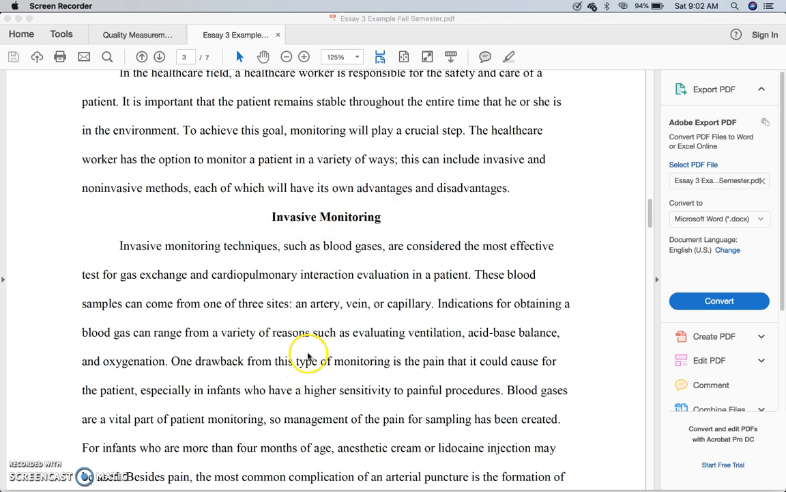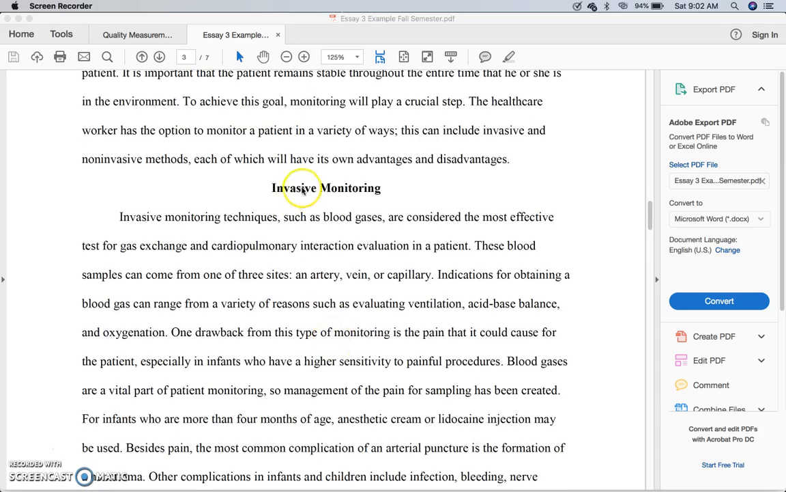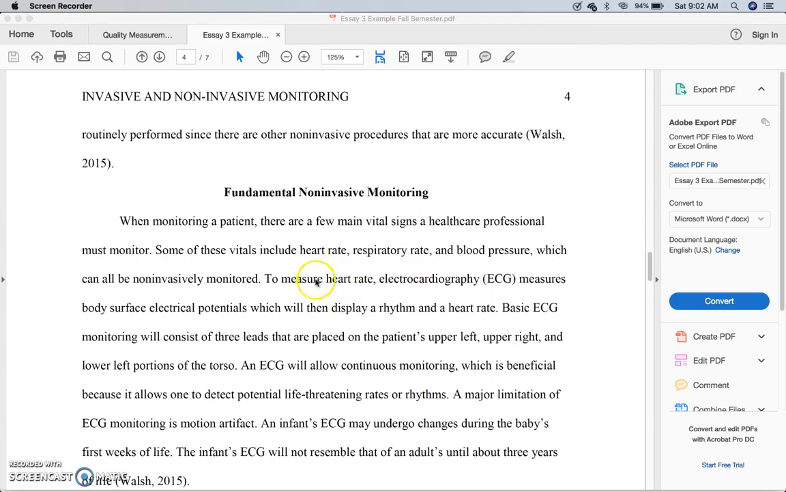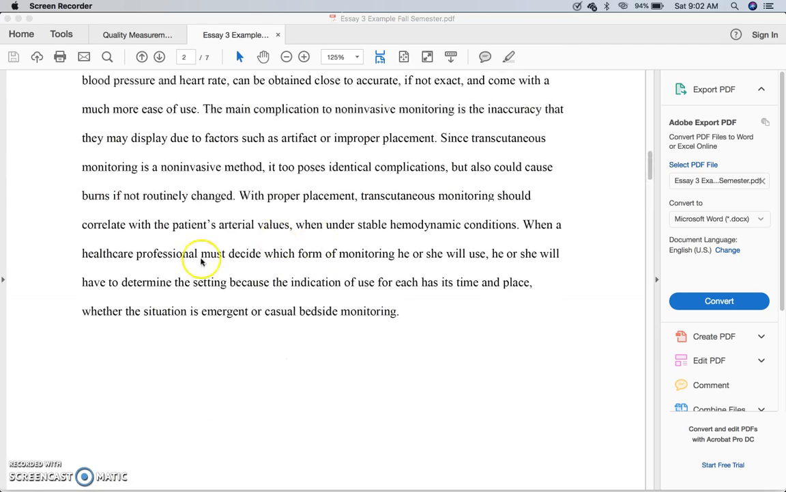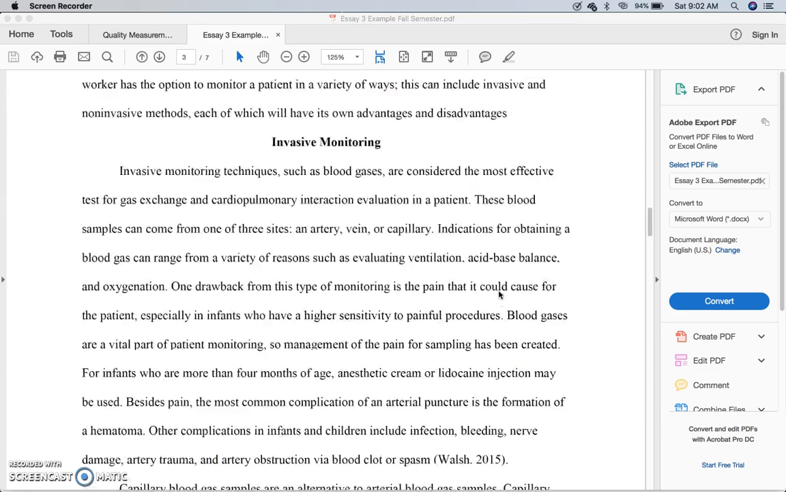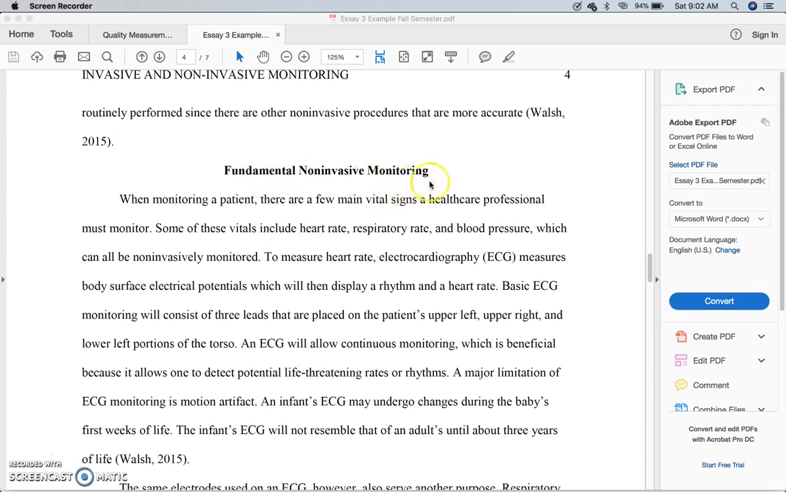If you have a subsection, it is a level 2 heading. So if you wanted to elaborate further about invasive monitoring and have a level 2 heading, that's fine. But typically we're not going to use level 2 headings in this course, mostly in some of your other classes. So the student goes on to explain invasive monitoring, breaks it up into a couple of different paragraphs. Then the second one they said they were going to talk about was, right here, non-invasive methods.